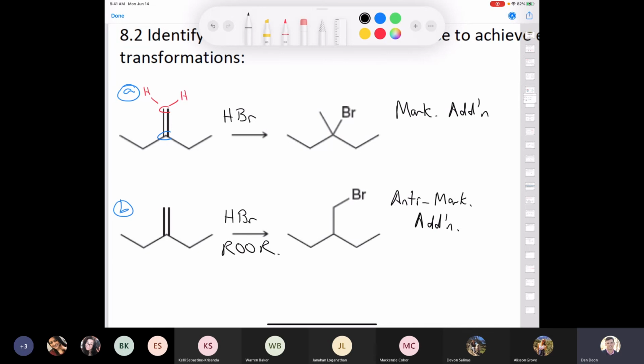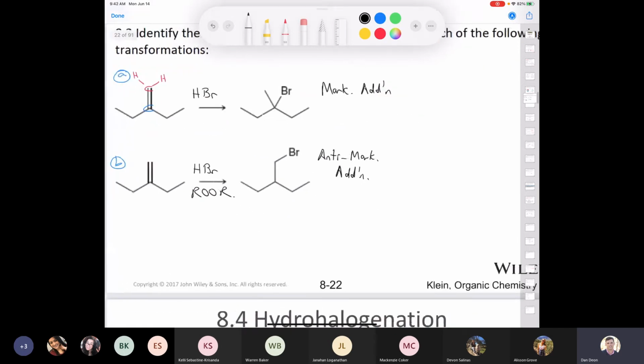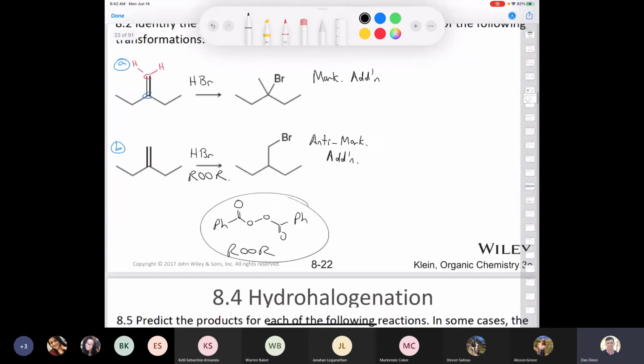ROOR. If you're wondering what ROOR is, there's all kinds of peroxides that can be used, like benzoyl peroxide, which looks like this. We'll talk more about that later on, but this is an example of a peroxide that you could use.